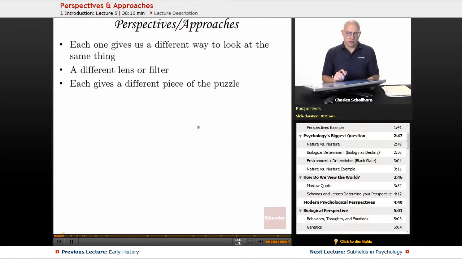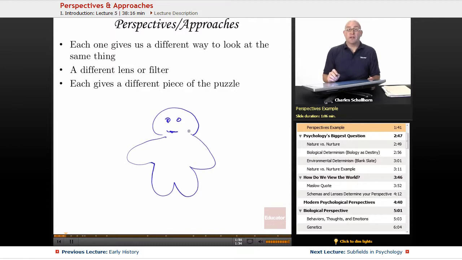So, perspectives and approaches. A perspective is something that gives us a different way to look at the same thing. It's a different lens, a different filter. One of the things that I will do is take a little teddy bear or a stuffed animal and put it in the middle of my classroom, literally in the middle of the classroom. If this is my classroom, I will literally put it in the middle, and I'll ask my students to draw what they see.